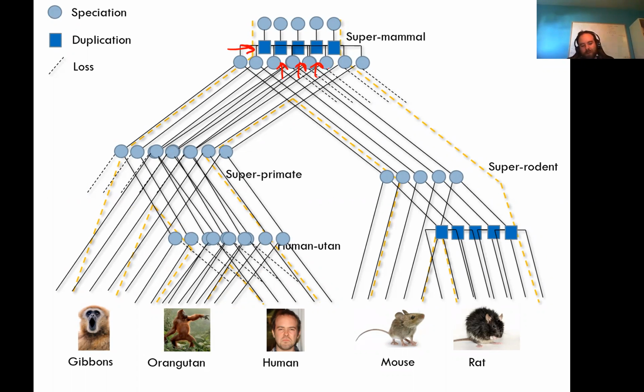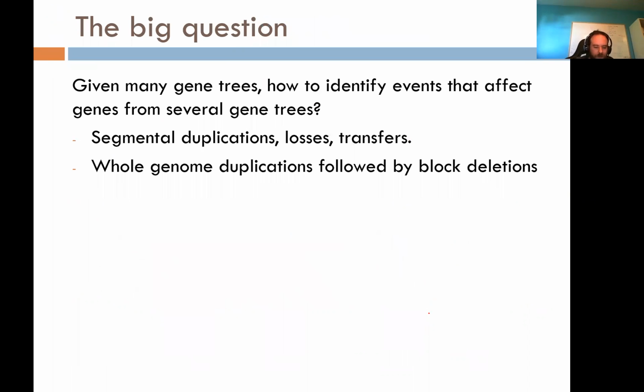But you might argue that all these duplications might have occurred at the same time. So you might say that this was a single segmental duplication event. All those 5 genes got duplicated at the same time. This is the kind of question that I'm interested in. Instead of looking at the events on a single gene tree, try to look at all the gene trees together and find clusters of events, if you will. So that's what I call the big question.